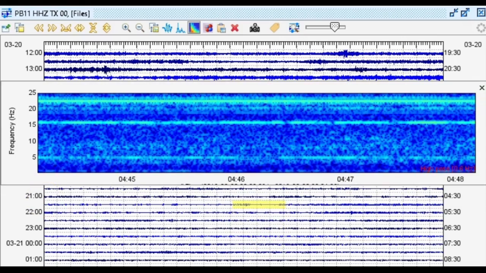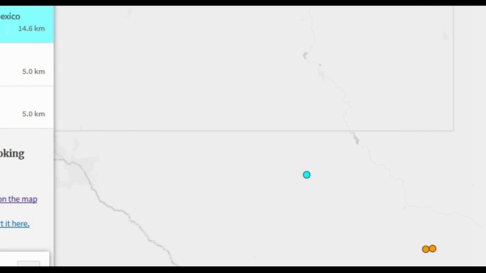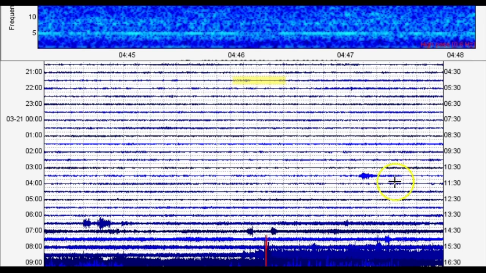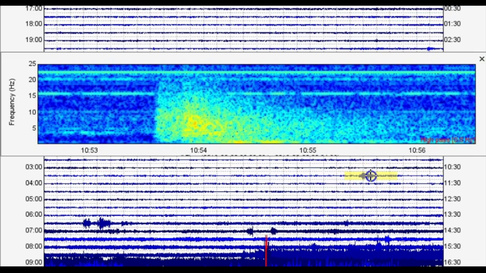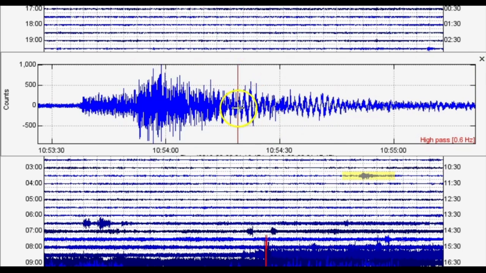Okay, so the next one occurred at 10:53 UTC on the next date, right? Yep, here it is right here. Apparently, this is another magnitude 3.0. And here it is. Again, we do see those strong surface waves from this earthquake, just like we saw in the previous magnitude 3.0, which occurred, I'm going to say, maybe 10 hours earlier, something like that.